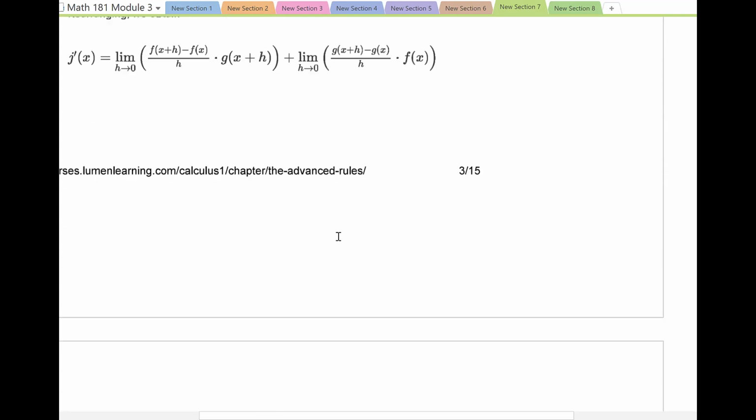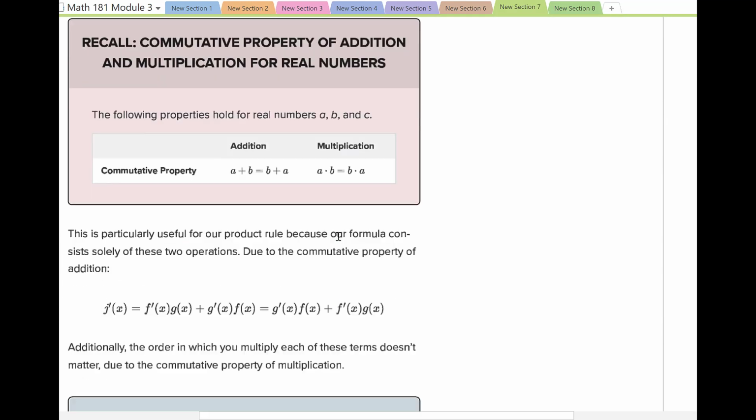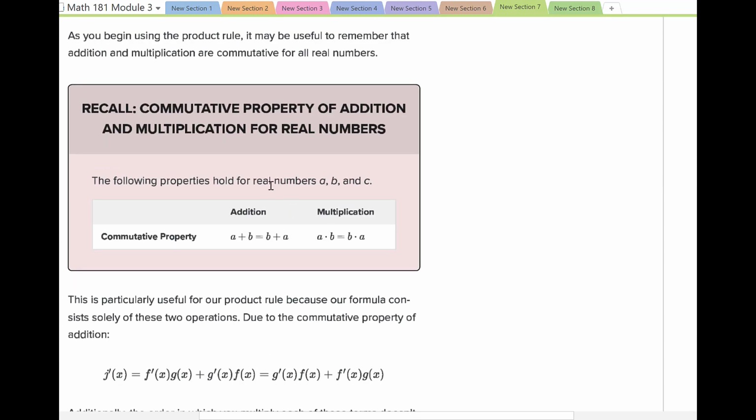Here are some proofs if you want to see it. And just remember the commutative property: a plus b is b plus a, and a times b is b times a.